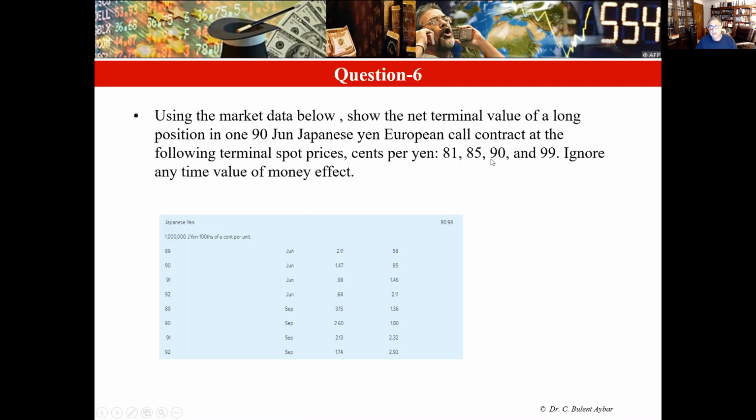So this question is about options, European options. We are given the following information. We have a long position on a 90 June Japanese yen European call contract.